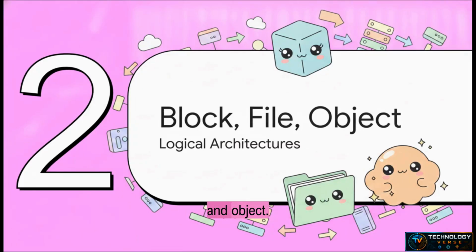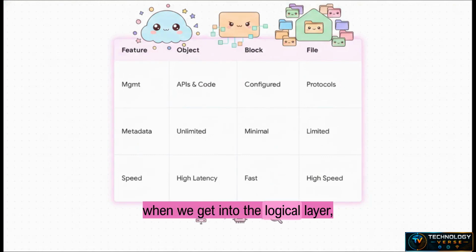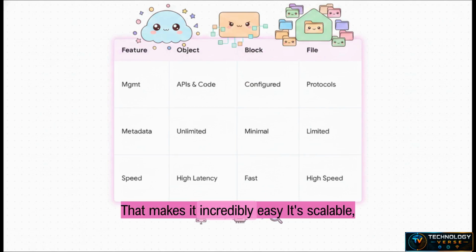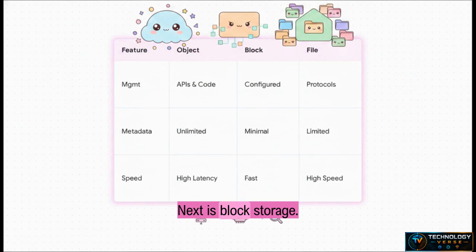Block, file, and object. Now, when we get into the logical layer, the crucial thing to understand is what we call the big 3 storage types. First up is object storage. This stores data in a flat namespace, so absolutely no hierarchy at all. It uses unique identifiers and lets you attach virtually unlimited custom metadata. That makes it incredibly scalable, though, heads up, it can have slightly higher latency. Next is block storage. This takes your data and chops it into equal-sized blocks. It uses very little metadata to keep things extremely efficient, which translates to lightning-fast performance and super low latency.